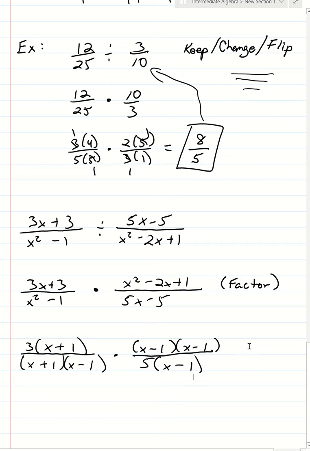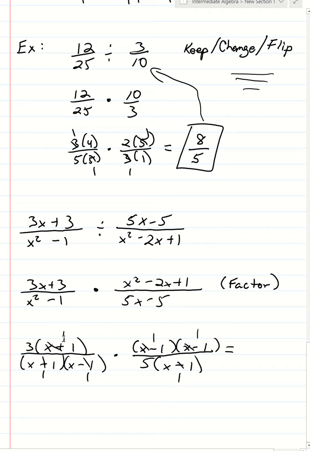Now that we have factored things as much as possible, let's see what we can do to simplify. Anything that's the same, top and bottom, being multiplied. Well, I have an x plus 1 on top and bottom. I have an x minus 1 top and bottom, as well as a second x minus 1 top and bottom.